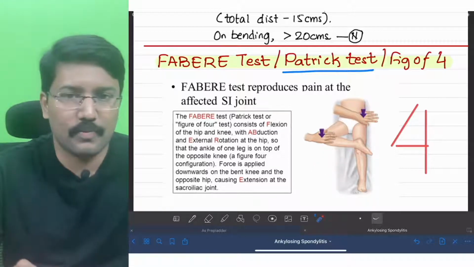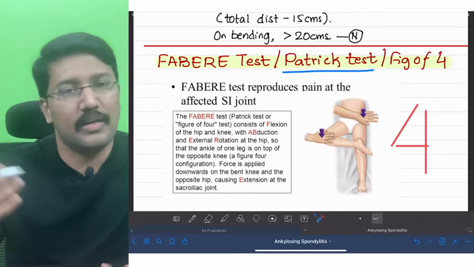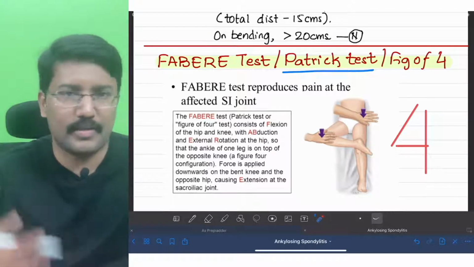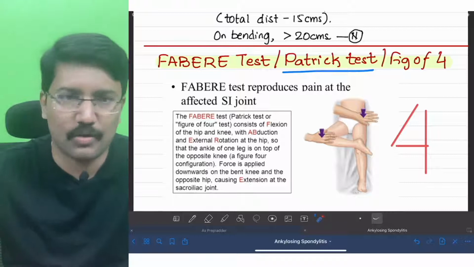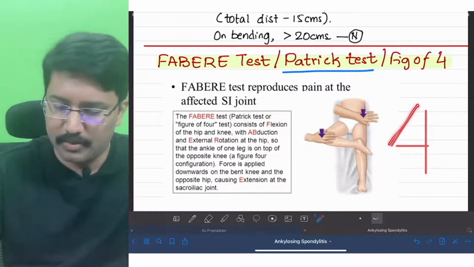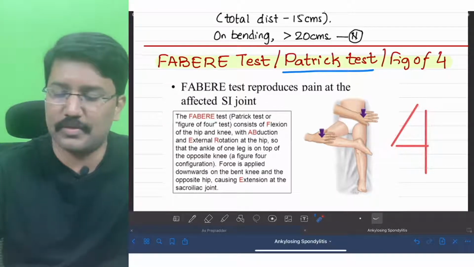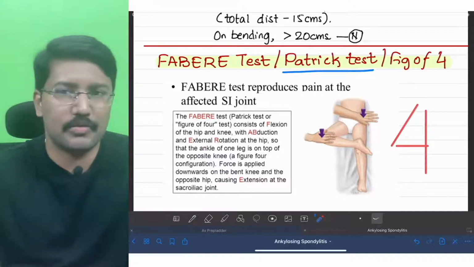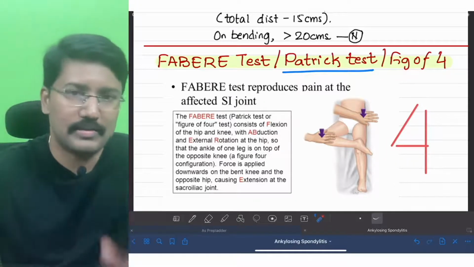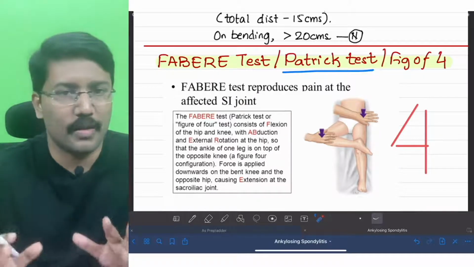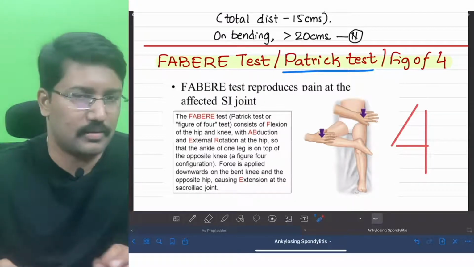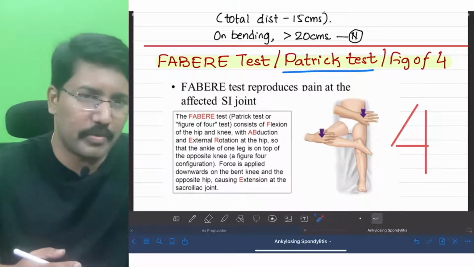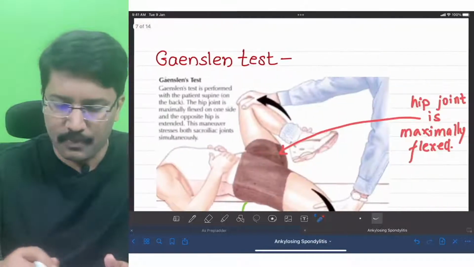When we do this, if the patient experiences low back pain, that suggests the patient has sacroiliitis. We are putting the patient in the figure of 4 position, which is why this is also known as the figure of 4 test. Patrick test, FABER test, or figure of 4 test are one and all the same, and this is a clinical test for assessing sacroiliitis. There may be other uses of this; probably the orthopedics guys know better than us.